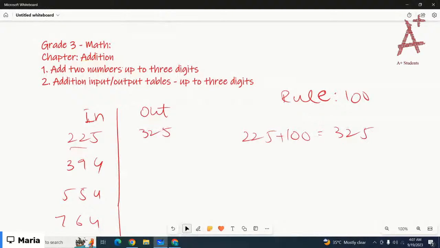Then you have 394. You have to add 100 to every number, right? That would be 494. So here you have 494. Then you have 554 plus 100, it is 654. Then you have 764 plus 100, it will be 864. That's how we work on the input output tables, right? Nothing new here. You just have to follow the rule and complete the table, right? Let's just do another example.